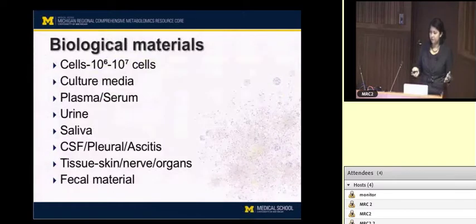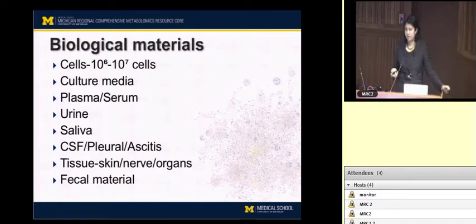The biological materials that we can collect, I kind of alluded to it already, cells. The amount you need is around 10 million cells, and culture media can be studied for the extracellular milieu, plasma, serum, urine, of course, saliva, CSF, pleural fluid, ascites fluid, tissues of various kinds depending on your question in hand, skin, nerve, organs. Of late, for microbiome changes, fecal material can also be studied. So these are varied things that can answer your questions either in individual manner or in cohort, so you can get the whole picture.